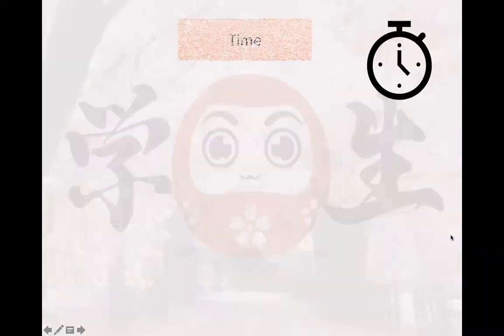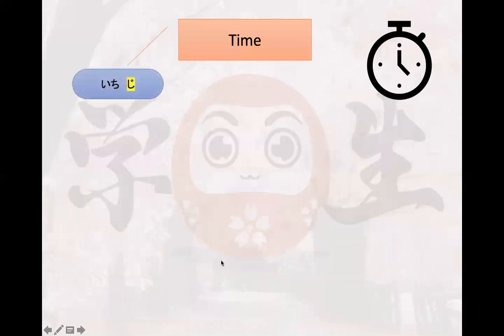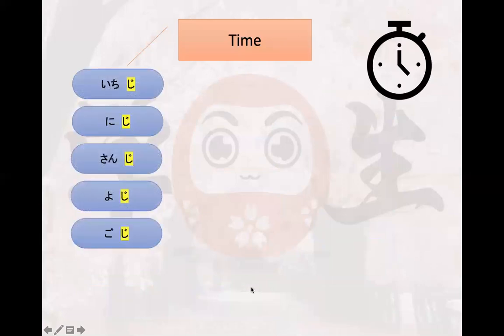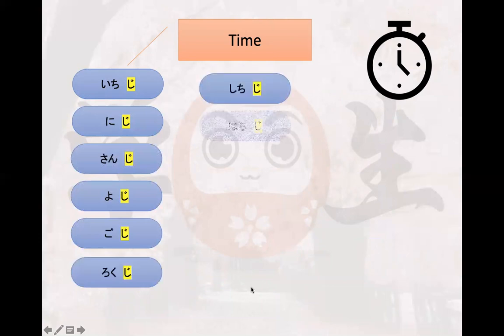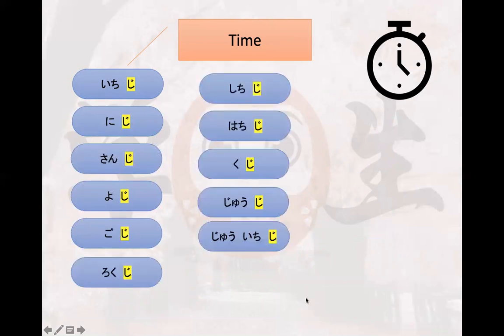Okay, now I'm going to teach you how to tell time in Japanese. Okay, so napakadali lang. Sa lesson 3, tinuruan ko kayo kung paano magbilang, di ba? Ngayon, gagamitin nyo yung bilang na yon sa time, which is 1 to 12.